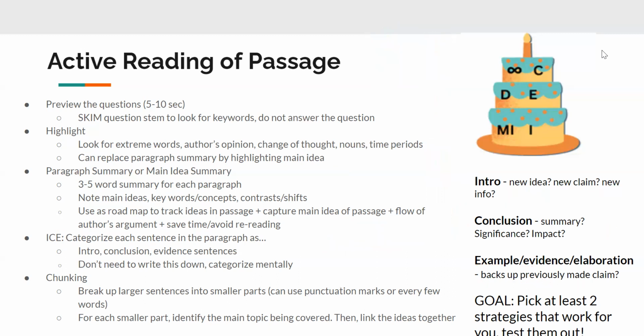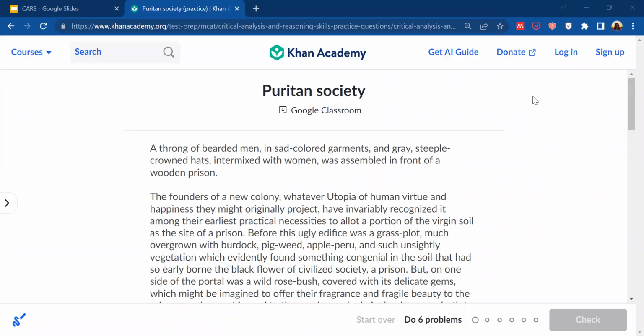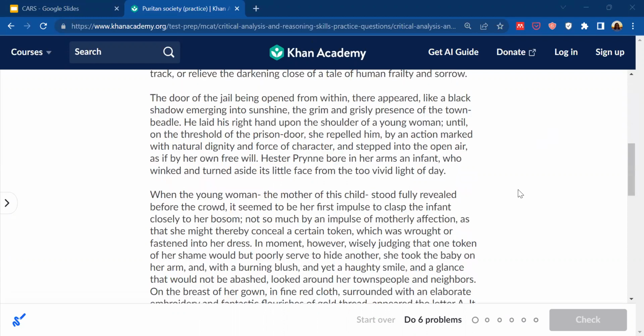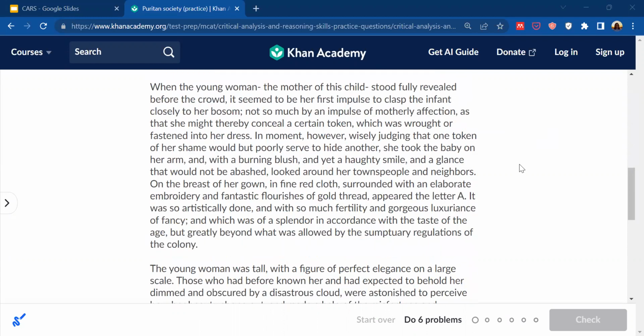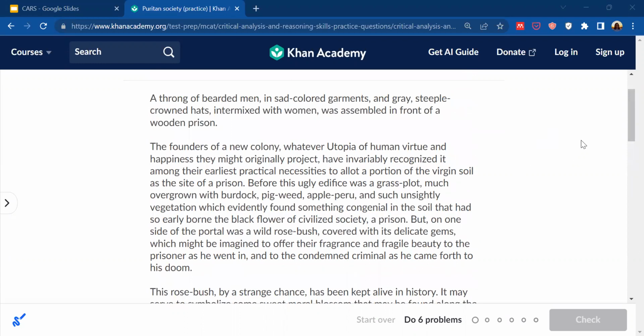So now we're going to transition into a passage really quick. Okay, so I'm using this passage from Khan Academy called Puritan Society. You can check out their other passages. They're all free and they're very helpful. And we're going to walk through ICE for each paragraph. What's nice is this one has a lot of different sizes of paragraphs. So I'm going to walk through a few of them to show you how the structure can vary and how you can keep track of it with ICE.